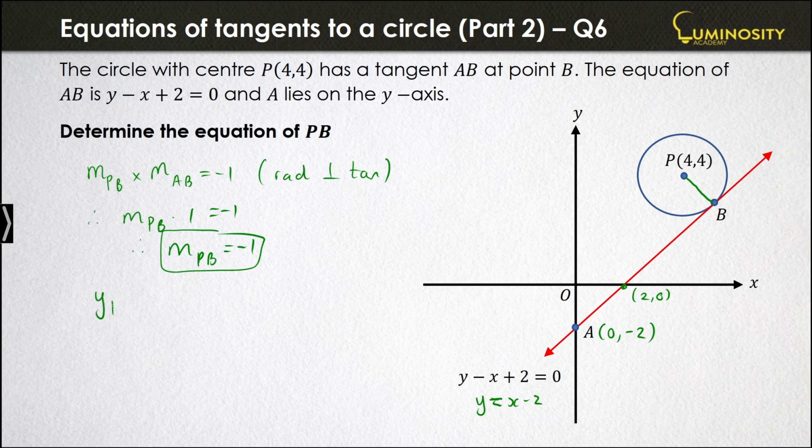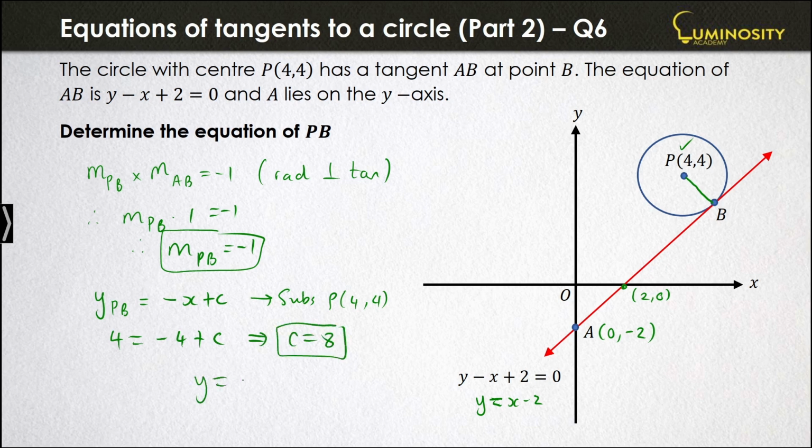So far for the line PB, I got y equals negative x plus c. Now I need a point on this line PB, and I've got the point P(4, 4). So I can substitute that point and I get 4 equals negative 4 plus c. If I add 4 to both sides, I get c equals 8. Therefore, y equals negative x plus 8 is the equation of PB. And again, that makes sense. If you extended this line upwards, you'll see it'll cut the y-axis at a positive value. So that is the equation of line PB.